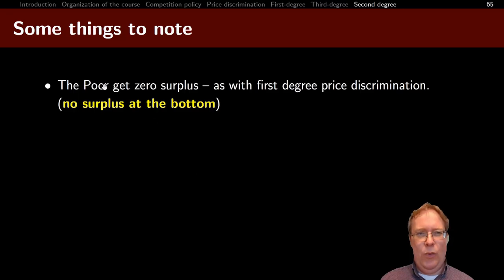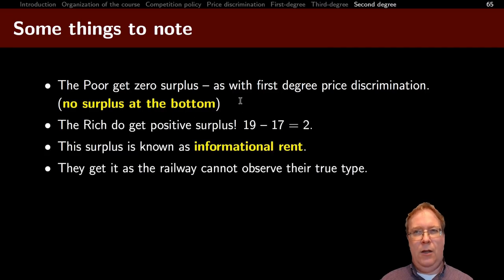Some interesting things. Well, the poor in this case end up paying what they're willing to pay. So they get zero surplus. In the literature, that is known as no surplus at the bottom. What about the rich?